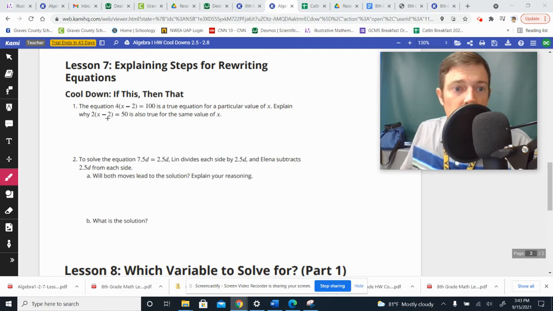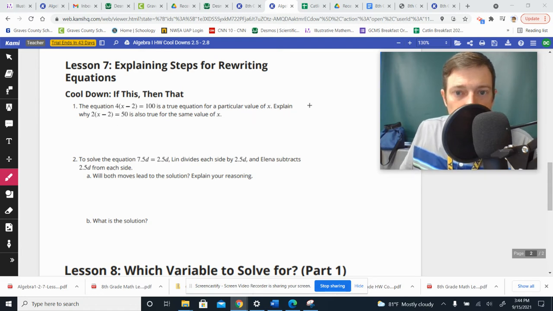All right, explain why this equation is also true for the same value of x. Now, I want you to try to get away from the explanation that they're both true because 27 is the answer to both of them. Even though 27 will work for the solution for both of them, I really would like you to see the relationship between the two, okay?